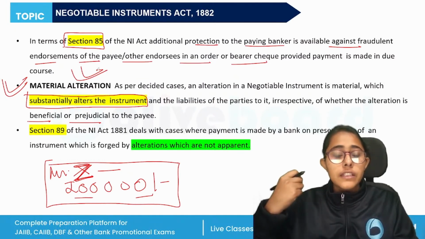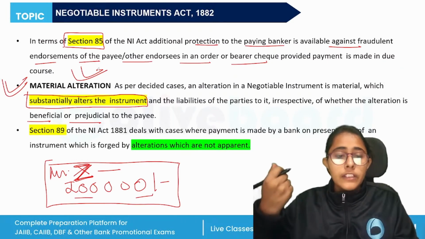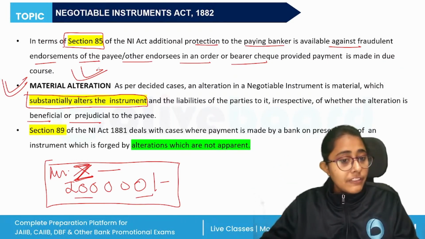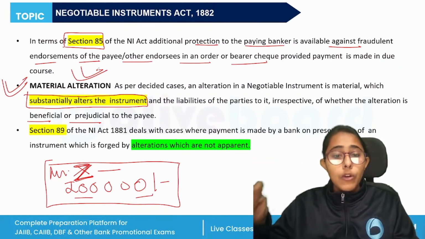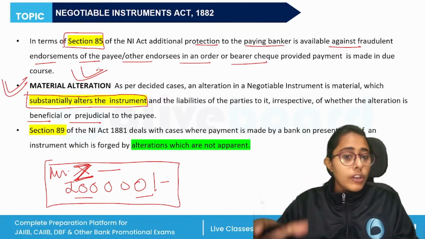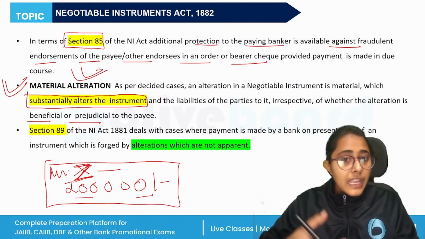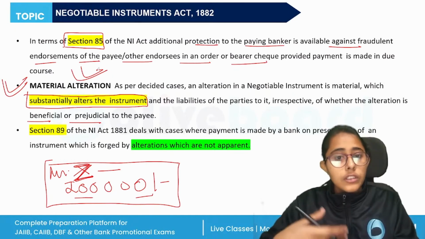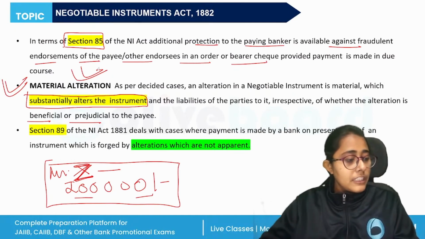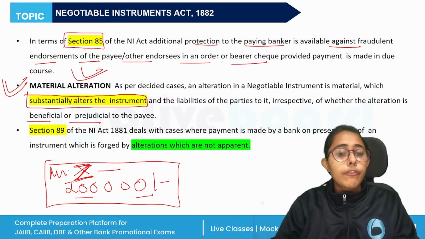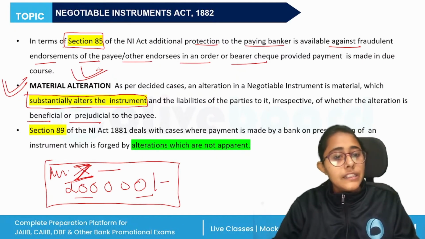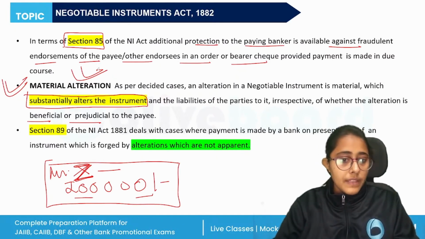So alteration in the date of the instrument, alteration in the name of the payee or the beneficiary, alteration of the amount, which is the most common type of fraudulent alteration, alteration of an order check to a bearer check. If anything is done without the knowledge of the other parties or the bank, then it will be a fraudulent transaction or a material alteration, right?